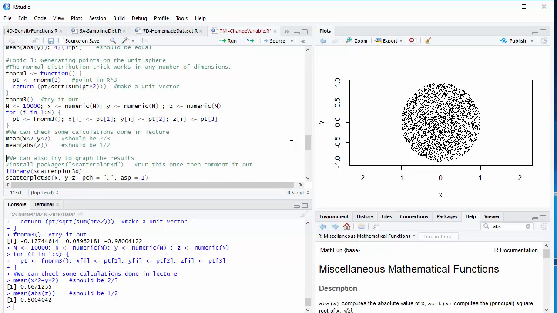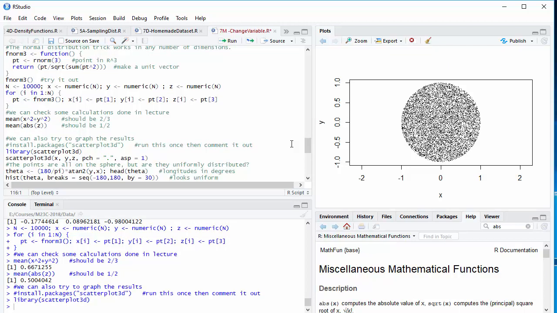We can even try to graph the results. I found by browsing the internet a nice little package called Scatterplot 3D. This line is commented out because I have already installed it. If you want this, you'll have to run it. The nice thing about this is it is modeled on the plot or points function in ordinary R. There are fancier ways of doing 3D graphics, but they're not as straightforward as this one.